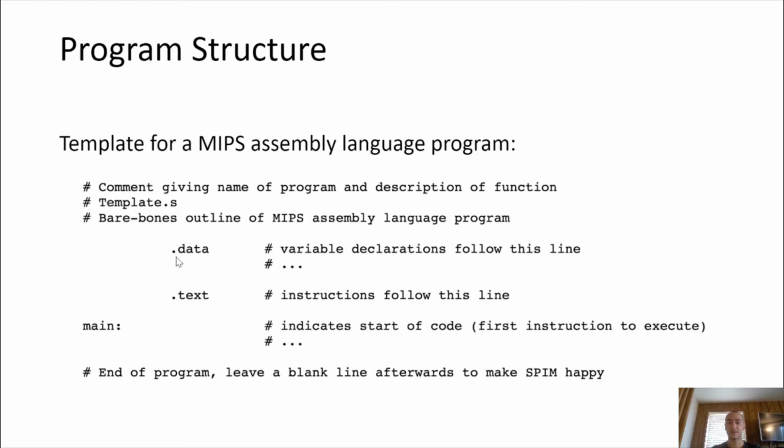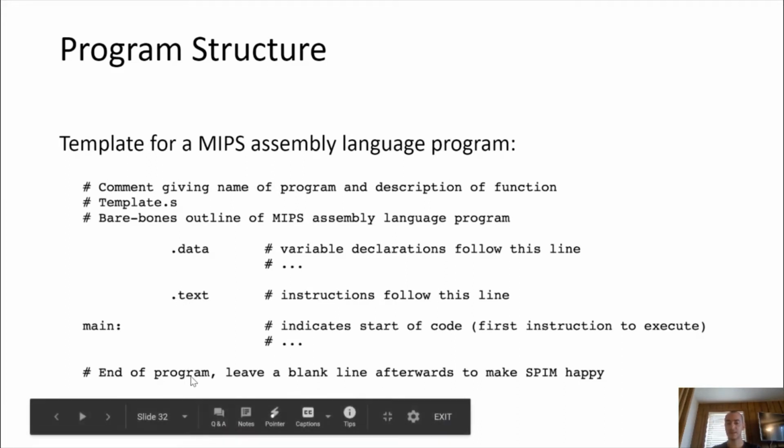You have the .data and .text, and those are directives showing that anything after .data is the data section, and anything after .text is the text section. So your code is going here, and here you have all your variables.